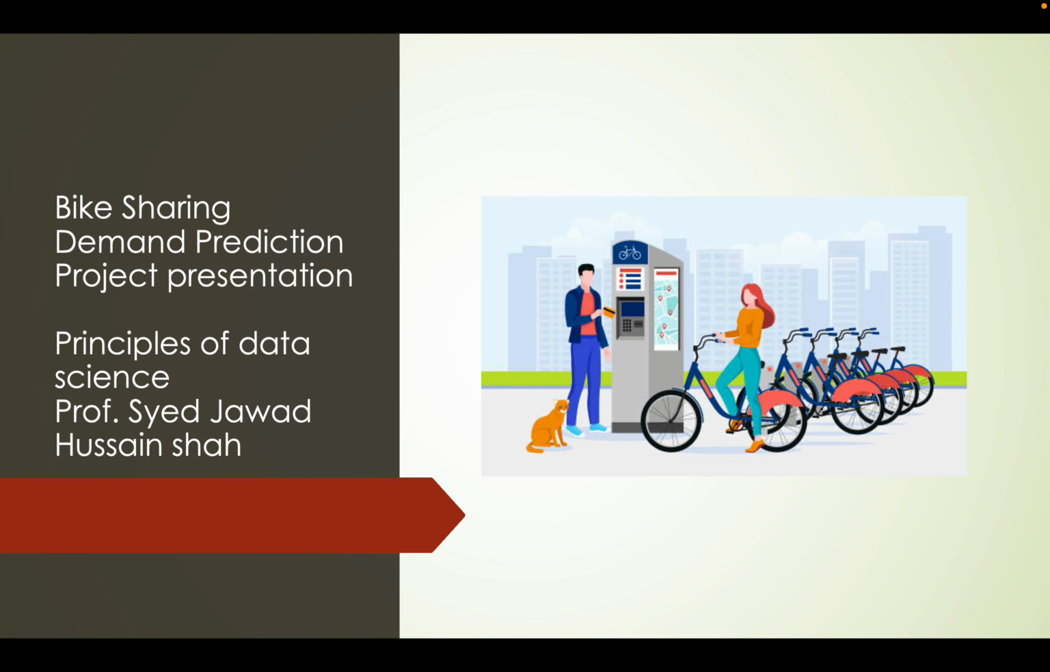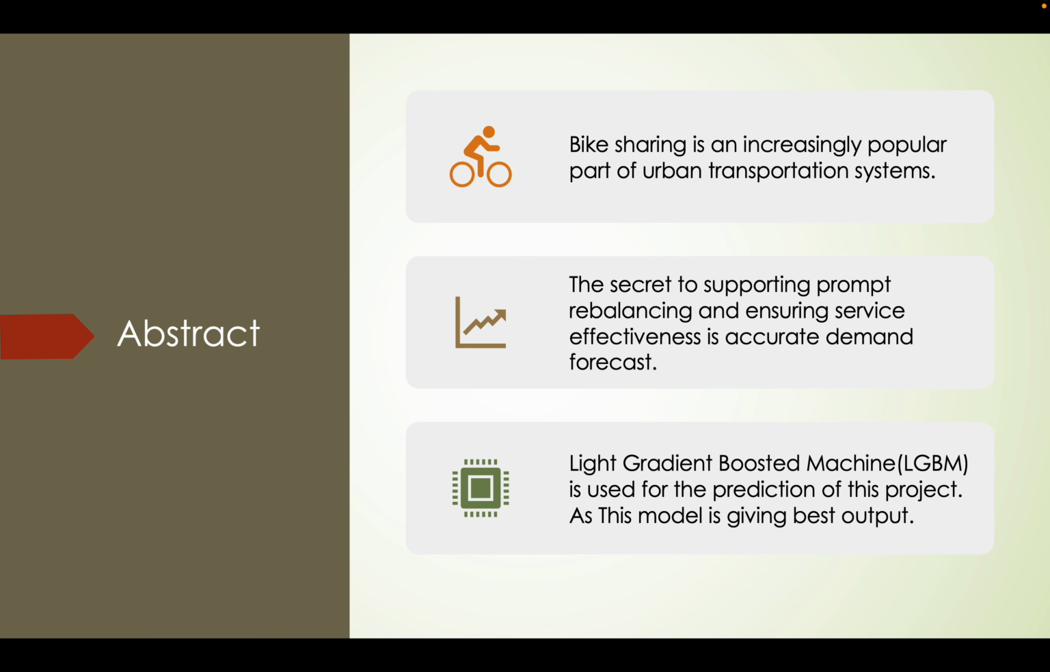Let's discuss the project which we have done, bike sharing demand prediction. In this model, we can predict the increase in the demand for bike sharing depending on the day, season, and weather. Bike sharing is an increasingly important part of urban transportation systems, which means that many people in urban areas are going to use this system.